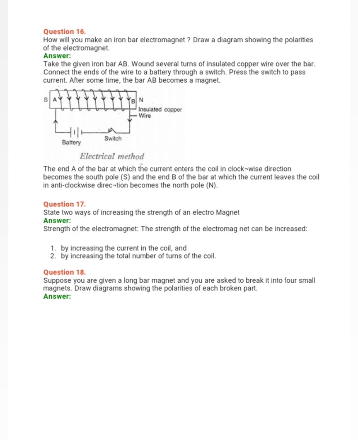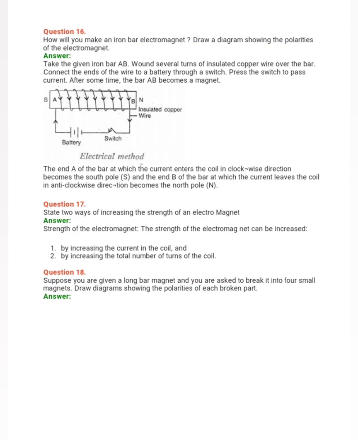The end A of the bar at which the current enters the coil in clockwise direction becomes the south pole S, and the end B of the bar at which the current leaves the coil in anti-clockwise direction becomes the north pole. Question 17. State two ways of increasing the strength of an electromagnet. Answer. Strength of the electromagnet. The strength of the electromagnet can be increased, number 1, by increasing the current in the coil, and number 2, by increasing the total number of turns of the coil.